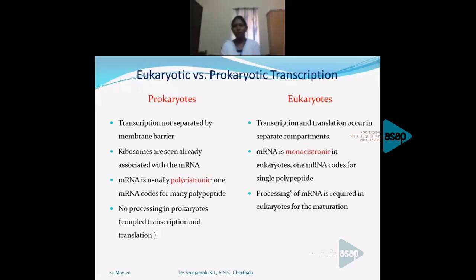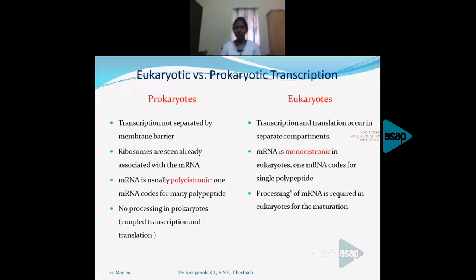So, what is the processing status in eukaryotes and prokaryotes? In prokaryotes, as we all know, there is no membrane barrier between transcription and translation. There is no nuclear membrane in prokaryotes acting as a barrier, so we call it coupled transcription and translation, in which, as the transcription continues, the translation simultaneously happens.